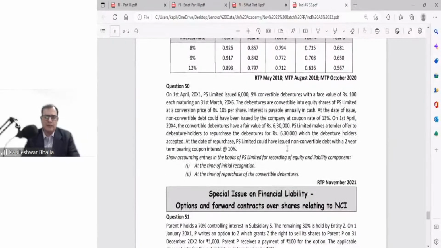So let's do one thing. Let's do the latest RTP question with you. This is a November 21 RTP question. So let me read question number 50 out to you.